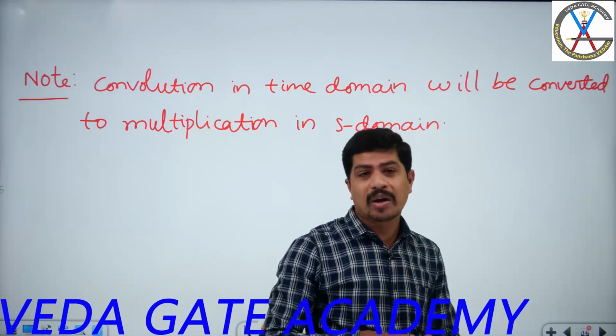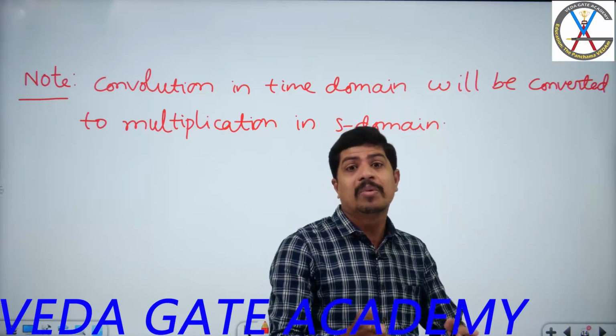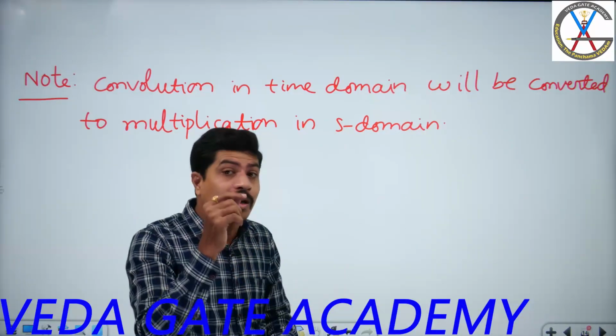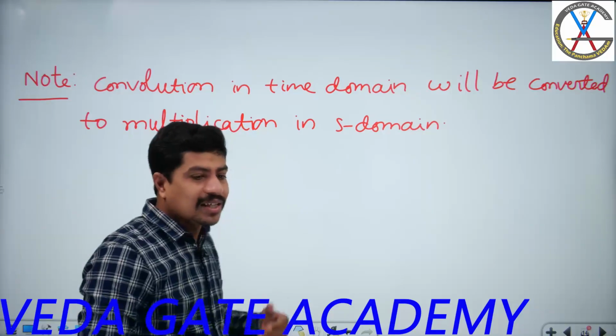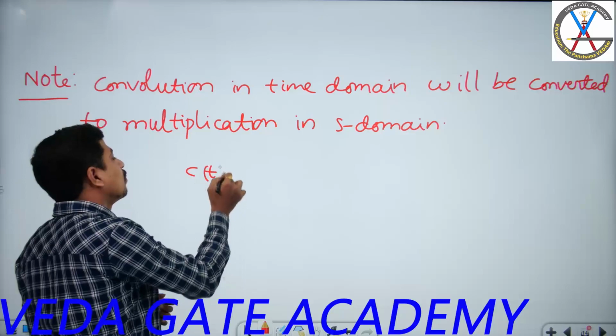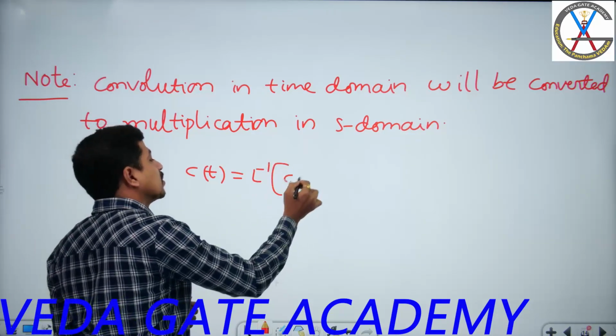In convolution we have to time reverse it, shift it, multiply it, integrate it, lots of process. Here you just multiply R of S and H of S. But what is the only one extra step? Sir, I want C of T only. But we are getting C of S here. Then C of T is equal to L inverse of C of S.